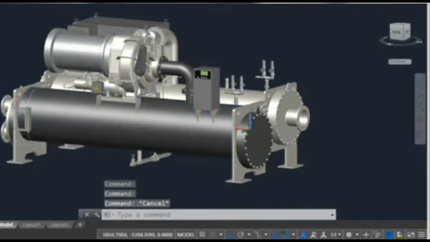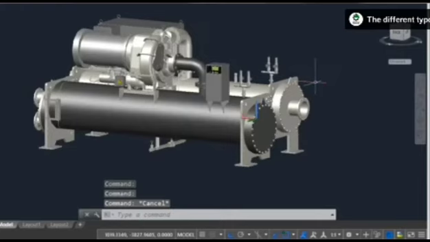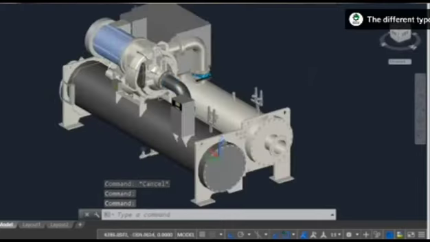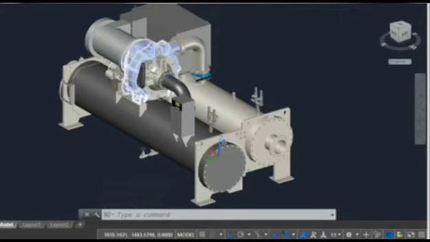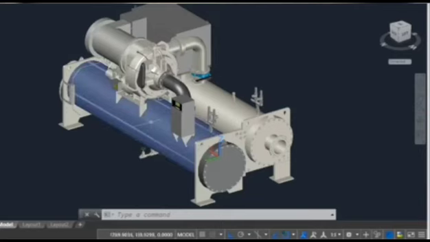Here I have a model for a water-cooled chiller. The compressor is the prime mover. It creates a pressure difference to move the refrigerant around the system. It is always located between the evaporator and the condenser.